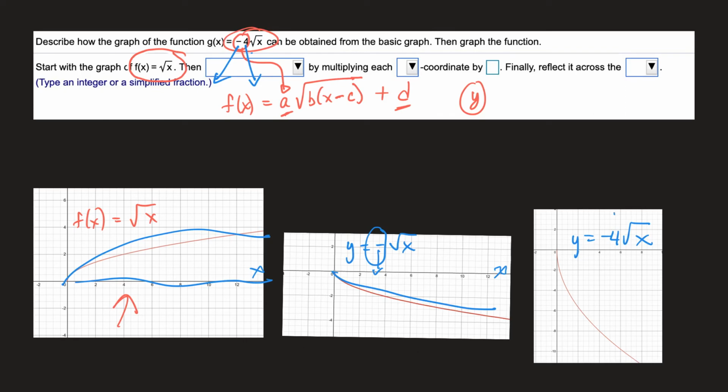And then what the 4 does is it stretches it vertically. So it says, start with that graph, then you're probably going to stretch it vertically. That's what will be in this box here. Again, a and d both affect y. So you're going to multiply each y coordinate by 4, because that's the number out front there. And then you finally reflect it, that's where the minus comes in, reflect it across the x-axis.